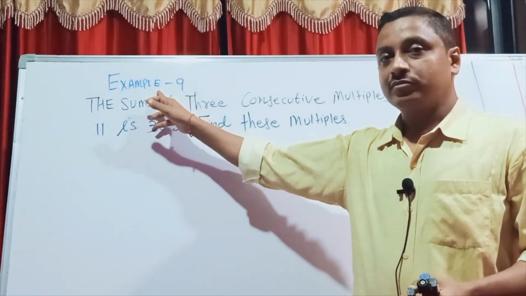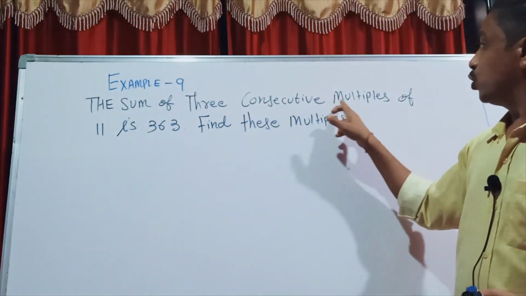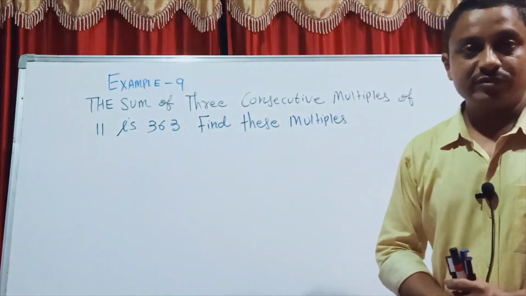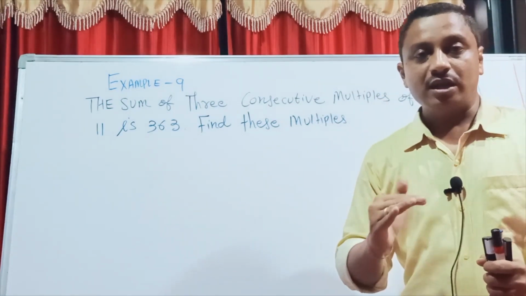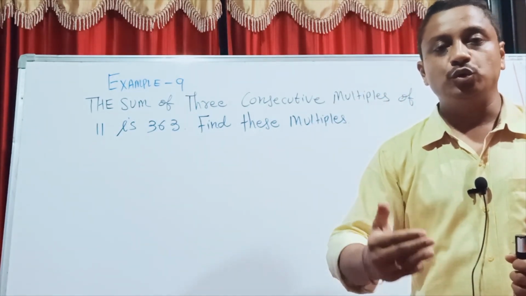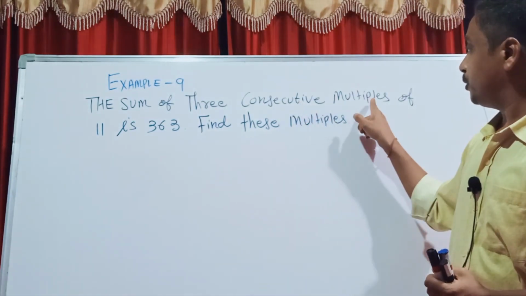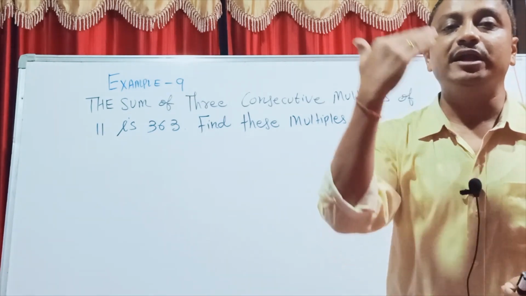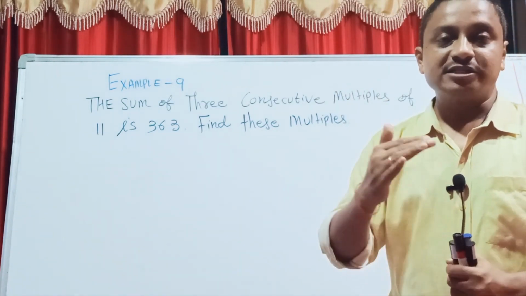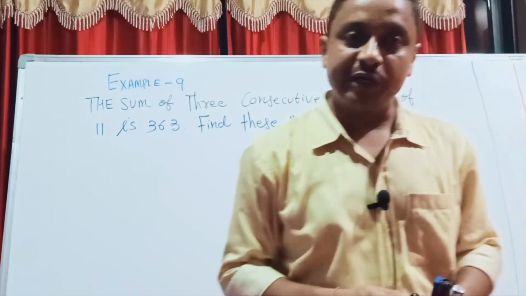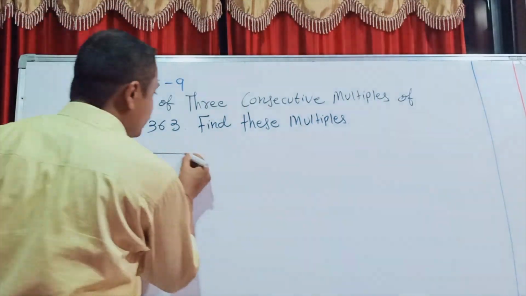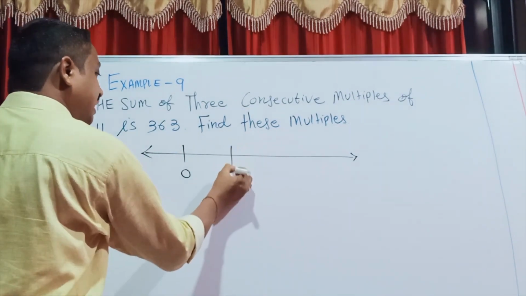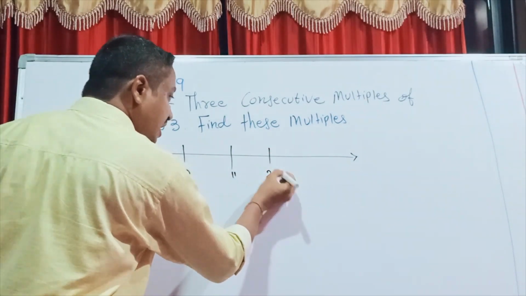Example 9. The sum of 3 consecutive multiples of 11 is 363. Students, consecutive means they are neighbor numbers, just like 1, 2, 3, 4. But here, consecutive multiples of 11. It means one number is x, the other number is 11 ahead, meaning x plus 11. The next number is again 11 ahead, it is x plus 22. So I draw a number line. Students, here 0, after that 11, next 22, going ahead the same way.